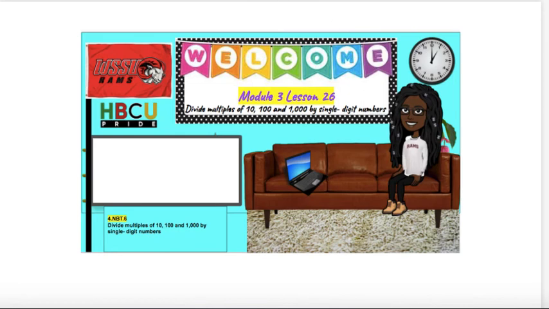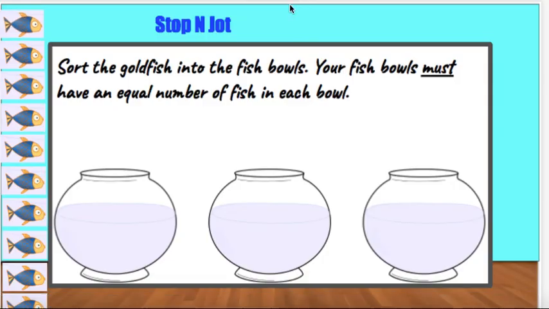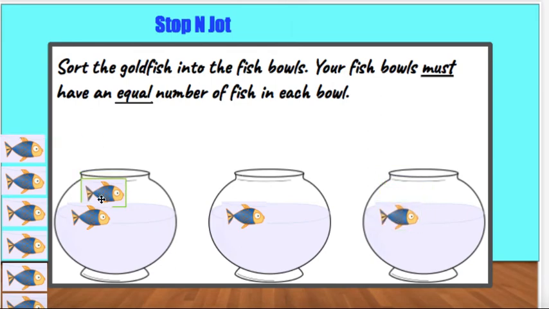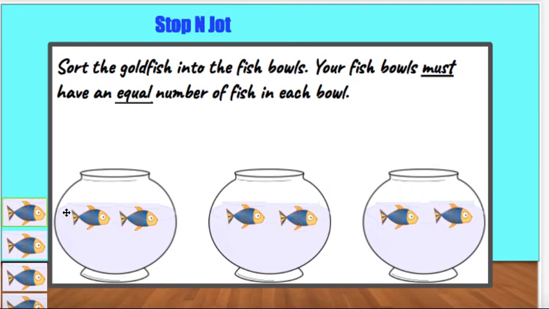In today's video, we are focusing on Module 3, Lesson 26, where we are going to continue dividing. It says sort the goldfish into the fish bowls. Your fish bowls must have an equal number of fish in each bowl. The key word here is equal, you guys. So in order to make sure that these groups are equal, you'll notice I'm going to each fish bowl and distributing one fish before I go back to the original fish bowl and distribute another fish, a second fish.